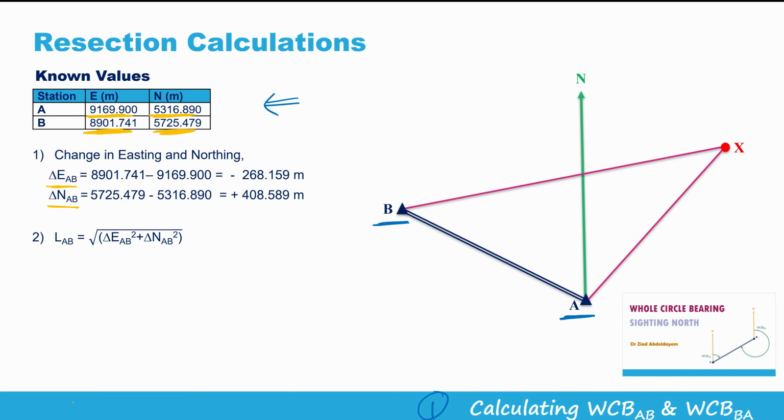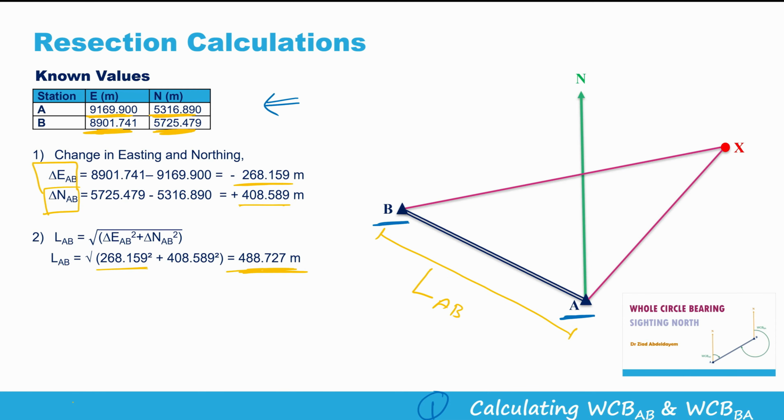Then I'm going to calculate the length of line AB, the length of this line from here to here. Using this relation, the length of AB is the square root of delta E of AB squared plus delta N of AB squared. Delta E and delta N we have just calculated. So let's apply this. This is delta E and this is delta N. So the square root of 268.159 squared plus 408.589 squared.